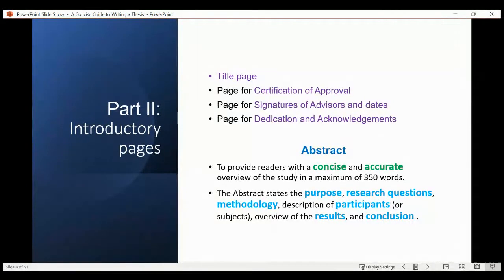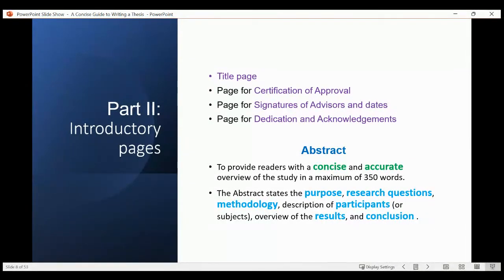And then the abstract, and we all know the purpose of the abstract, which is to provide readers with a concise and accurate overview with a maximum of 350 words, no more than 350 words. Why 350 words? Not like journal articles. Here you have plenty of space, so you need to talk more about your study. But in journals, now it's 150, so you only have very limited space. But in a dissertation, there is no word limit or page limit.